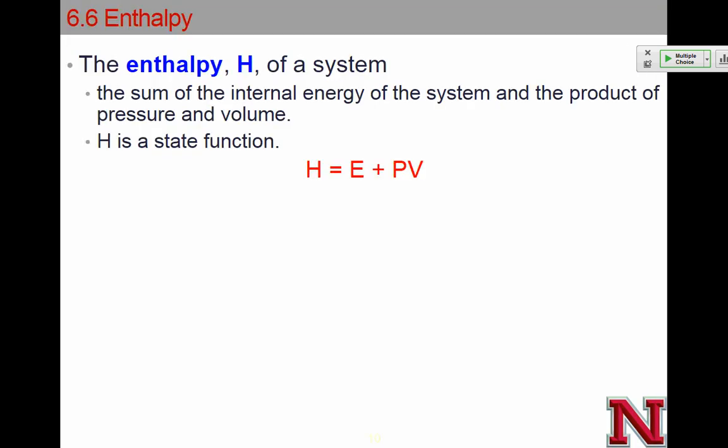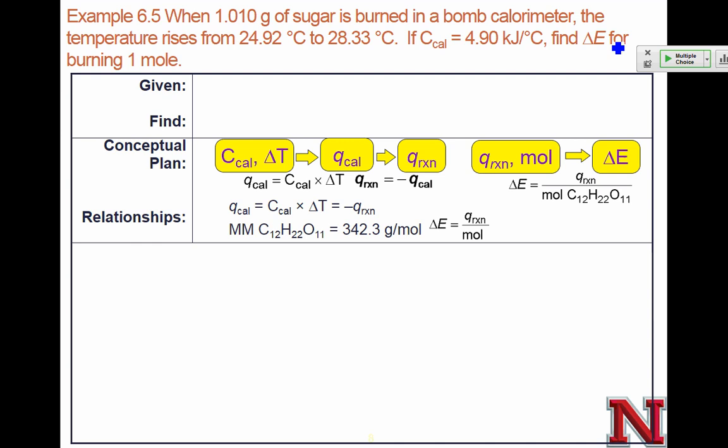So let's look at that system. Our change in temperature of our calorimeter is going to be equal to our T final minus our T initial that we have here. So that gives us a delta T of 3.41 degrees Celsius. And of course it's positive. And that makes sense because our temperature is increasing of our calorimeter.